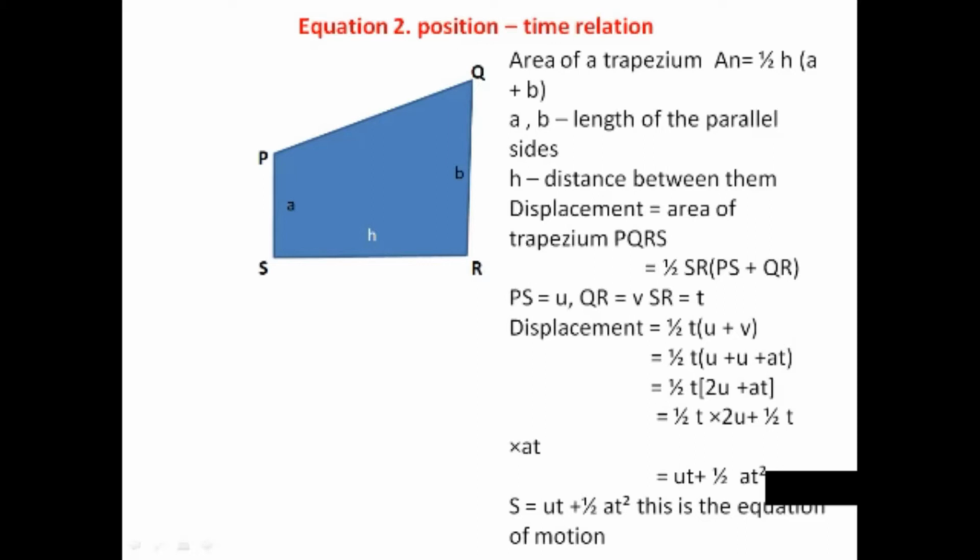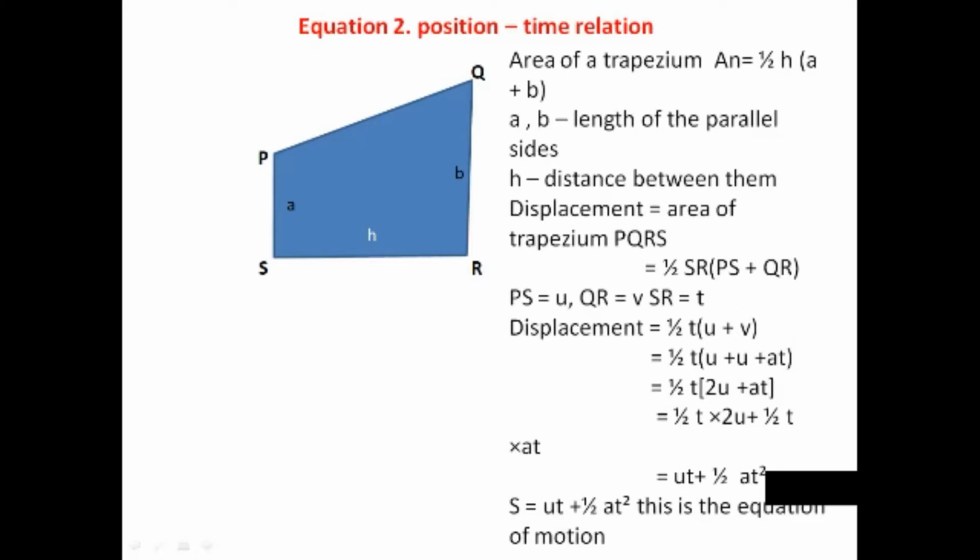Here we have a substitution, that is V is equal to U plus AT, which is the first equation of motion, that is the velocity time relation. So we have a substitution. Substituting V is equal to U plus AT in the above equation, half T into U plus V, we got half T into U plus AT. So we are doing the mathematical calculation.